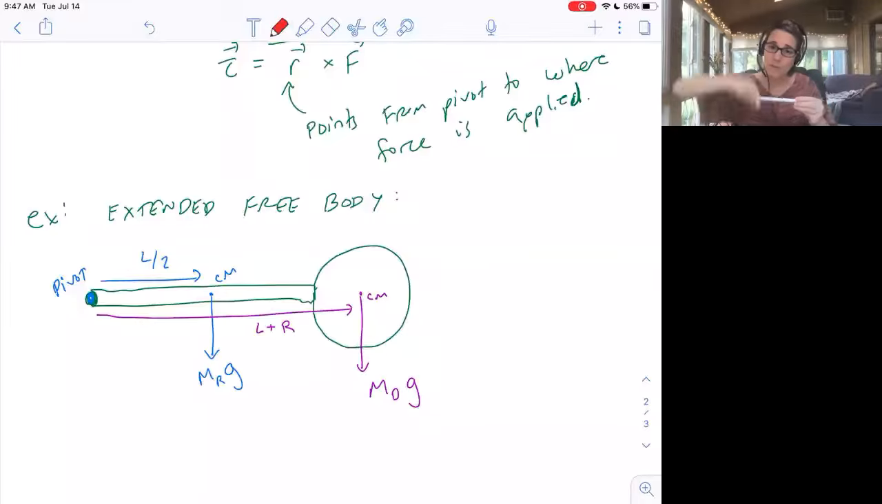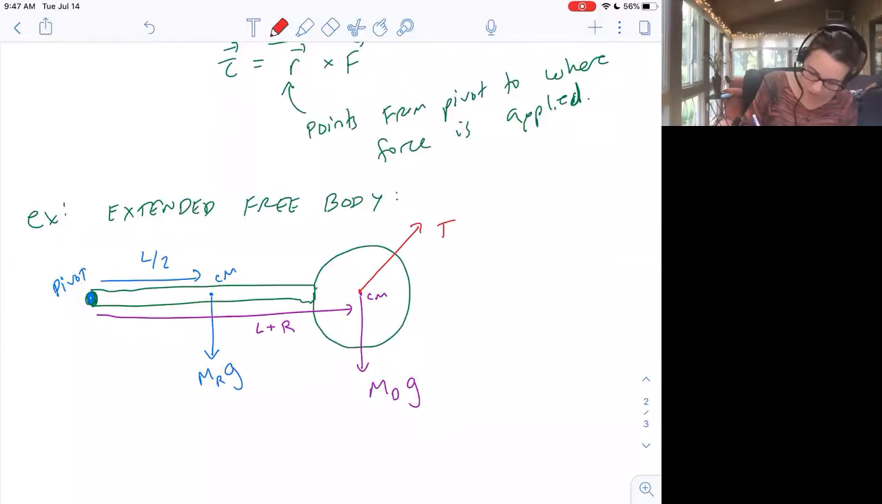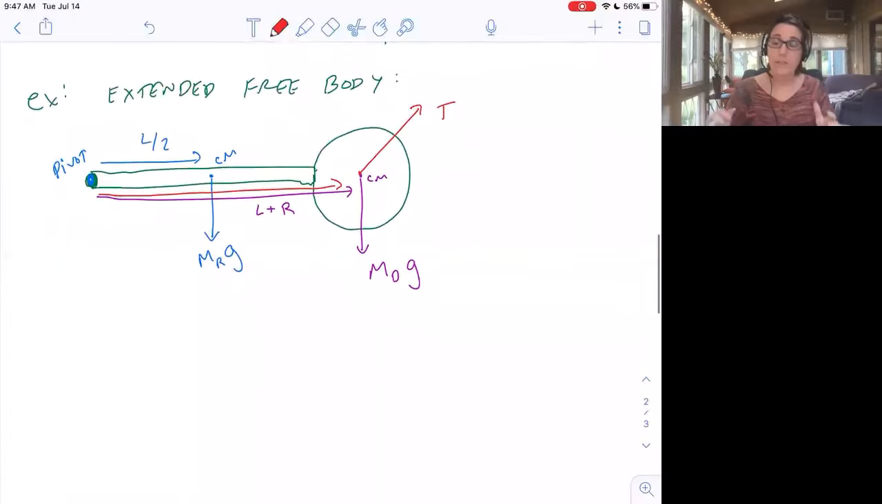And then this whole thing was being held up by a rope. So there was a tension force that acted that way. Well, that also acts at the center of the disk. So this one here would also use the same R as the weight there, where you would use L plus R for your R cross F term. So then you have to think about the directions of things. Let's just call our torques, if I do R cross F, into the page negative, and the torques that are acting out of the page positive.